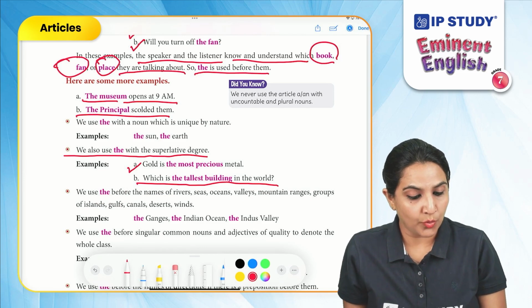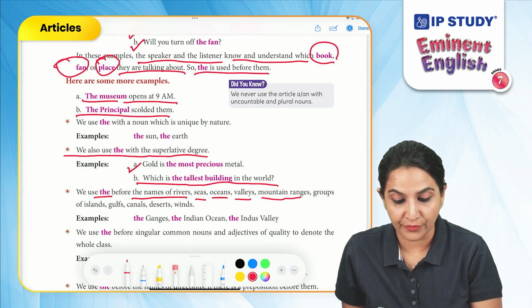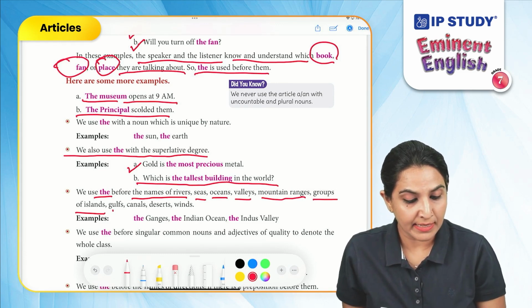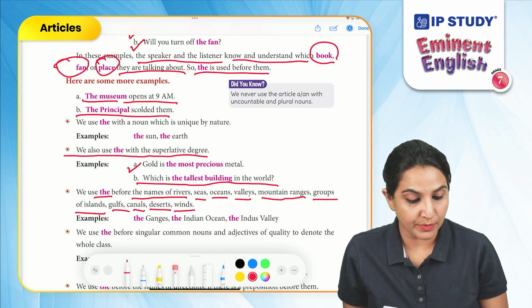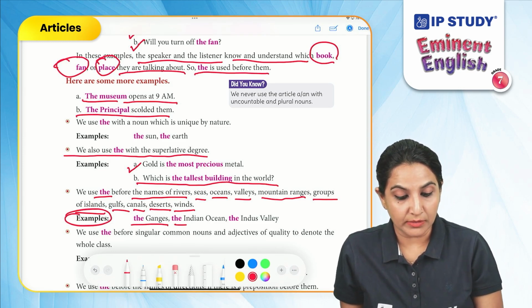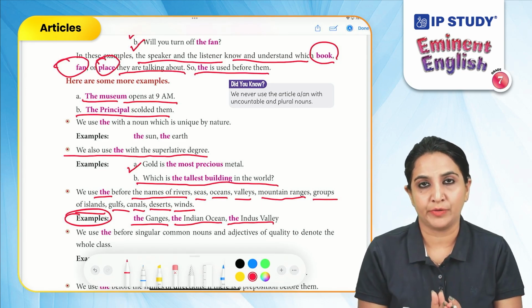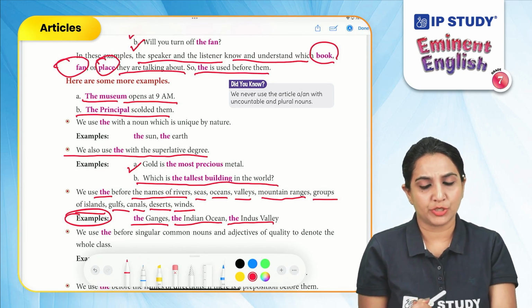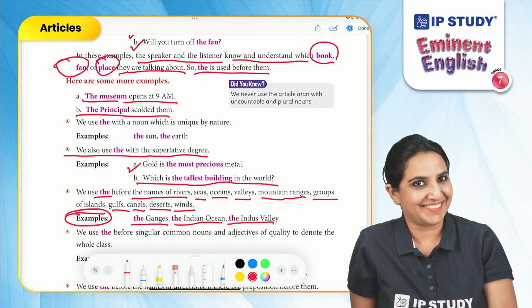We also use the before the names of rivers, seas, oceans, valleys, mountain ranges, groups of islands, gulfs, canals, deserts, winds. Few examples are the Ganges, the Indian Ocean, the Indus Valley. Here you're referring to a particular river, to a particular mountain range, to a particular civilization. Then in that scenario, you will use article the.